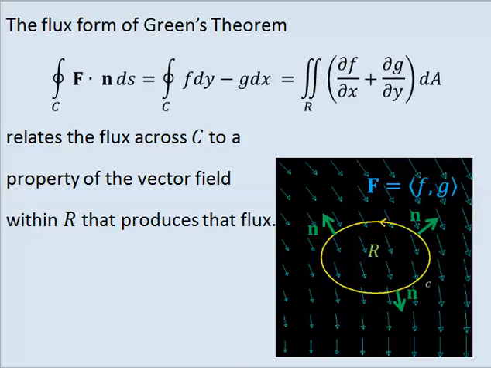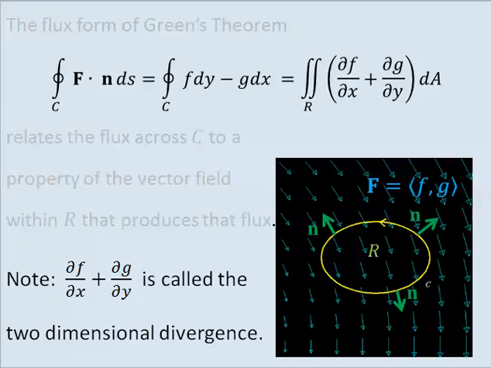Now the flux form of Green's theorem relates the flux across C to a property of the vector field within the region that produces the flux. f partial x plus g partial y is called two-dimensional divergence. Let's just talk about divergence for a minute.